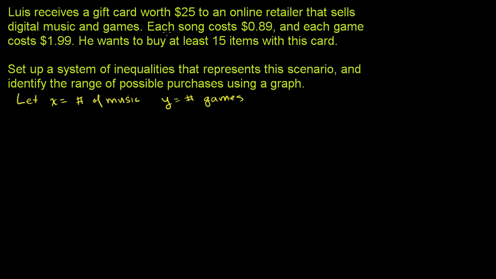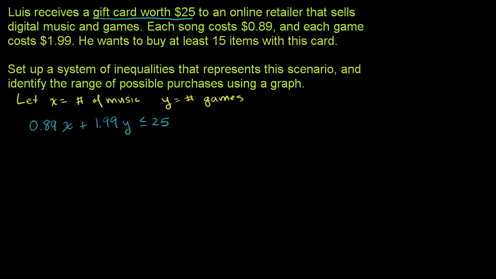So we have the first constraint here, that the gift card is worth $25. So I'll underline the gift card is worth $25. So the total amount he spends on games and music combined can be no more than $25. How much is he going to spend on music? Well, each song costs 89 cents, so he's going to spend 89 cents times the number of songs he buys on music, plus how much he's going to spend on games. Well, each game is $1.99, so he's going to spend $1.99 times the number of games he buys, and that has to be less than or equal to 25. So that's our first constraint.